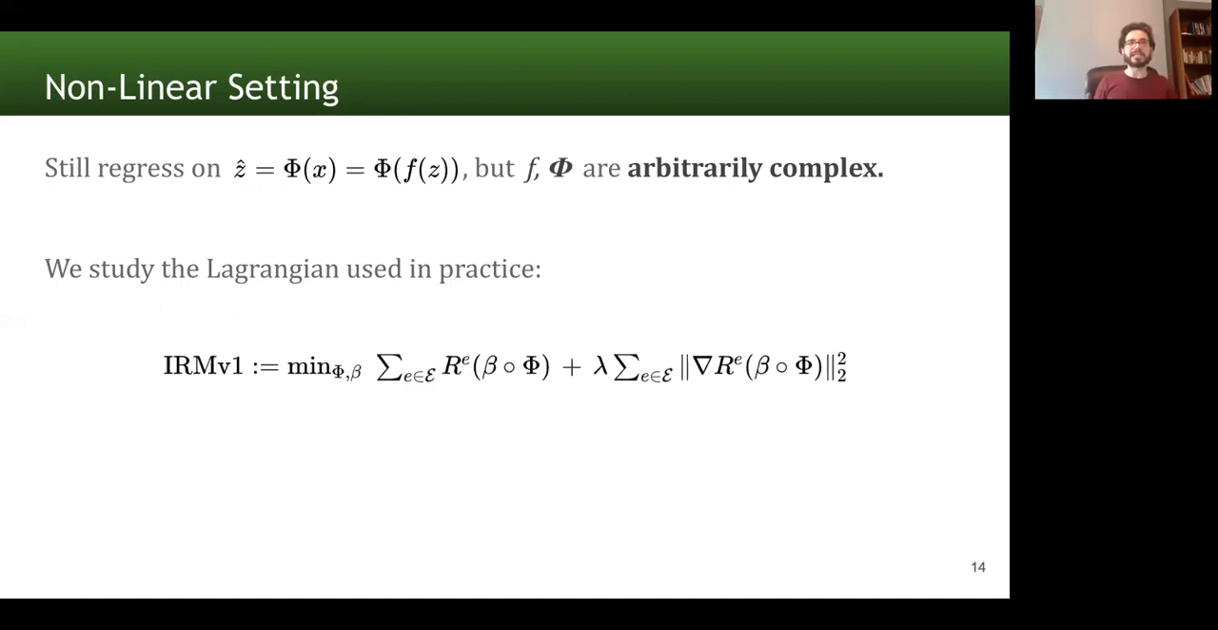It replaces this constraint on the regression vector with a penalty on the squared gradient norm of the risk in each of the environments. You can see the connection here: if the risk is convex, then beta is optimal in a given environment if and only if the gradient is 0. As a result, if we take lambda to infinity, these two constraints are equivalent. But of course, when we actually implement this, lambda is not infinity. So when we run it, we're basically solving it until the penalty is reasonably small.